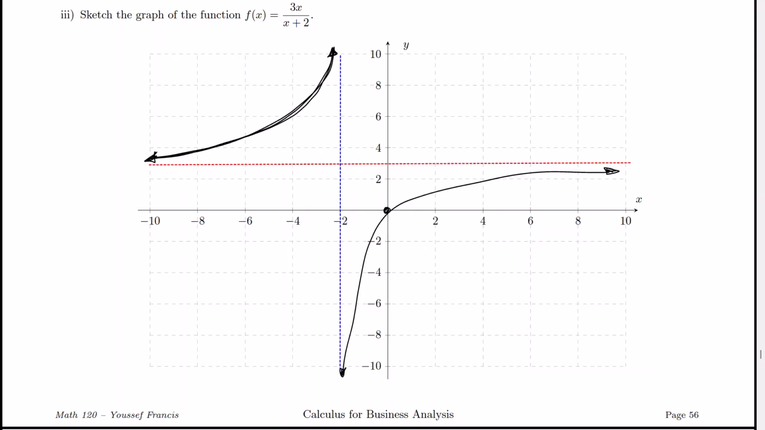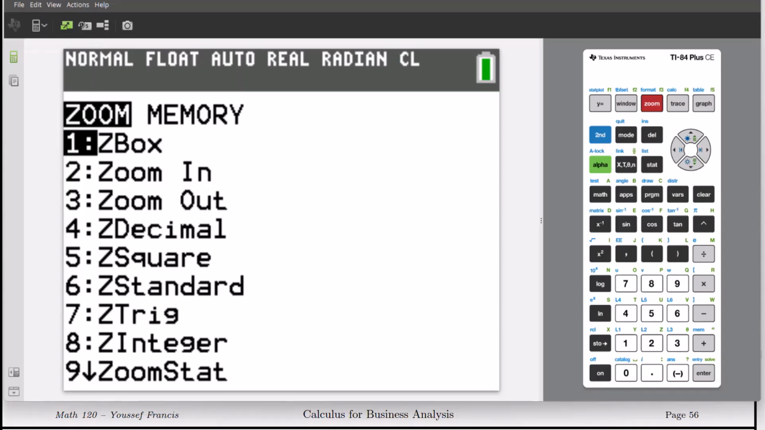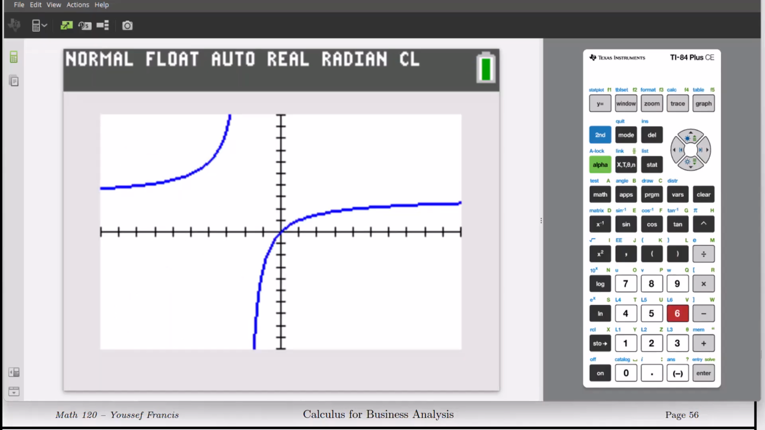Now, to verify whether our graph is accurate or not, we can plug the function into the calculator and get an accurate representation of what the graph should look like. But generally speaking, this is the graph that we are expecting. It matches with all of our work. So let's confirm with our TI calculator. So plugging in 3x divided by x plus 2, and I'm going to click zoom 6 to make everything standard. We can see that the graph looks exactly like our prediction.